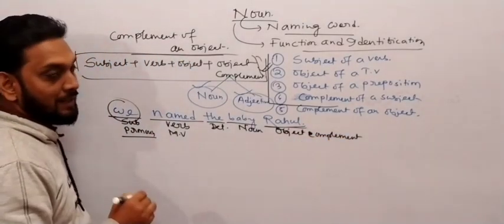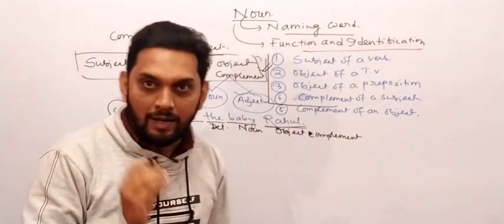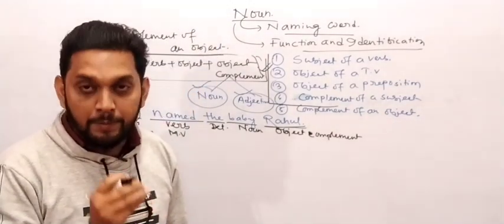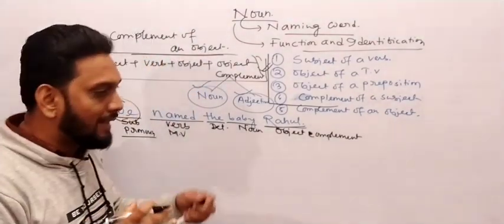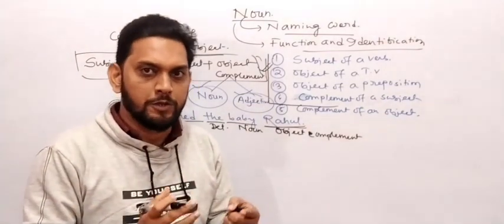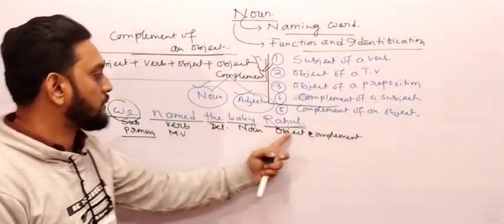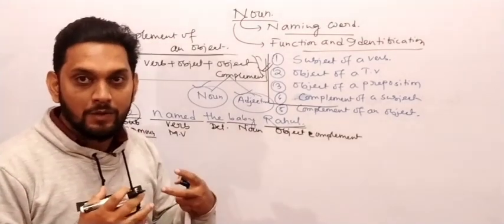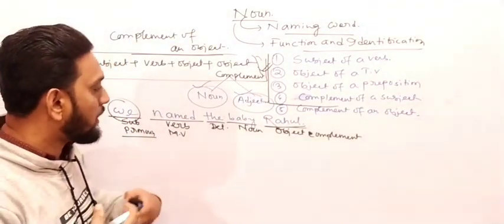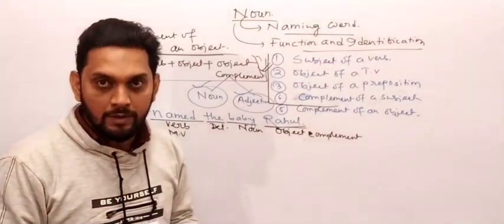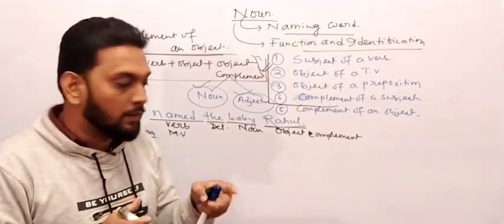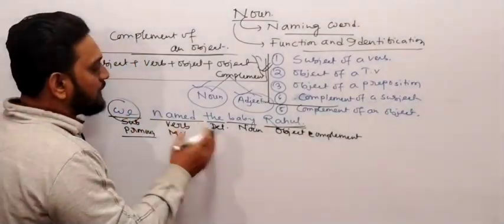Most of the students are getting confused understanding the object. People can easily understand what would be the object of any sentence. But if there are two nouns, people are confused about the function of both of these nouns. So today I want to clear it.